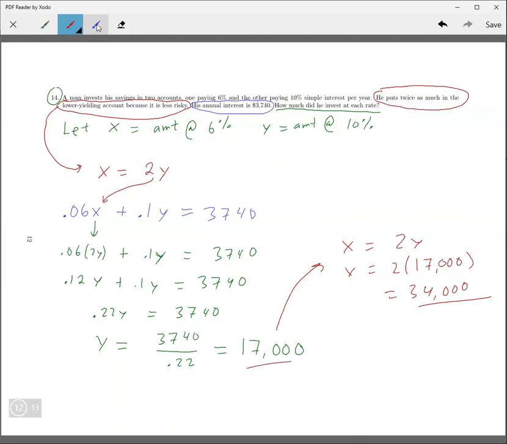So then the 6% will be $34,000, and 10% will be $17,000.